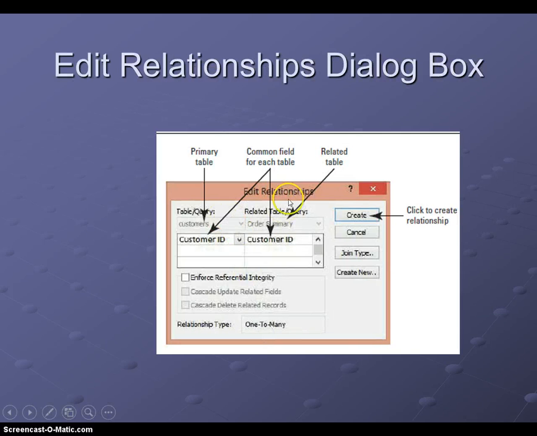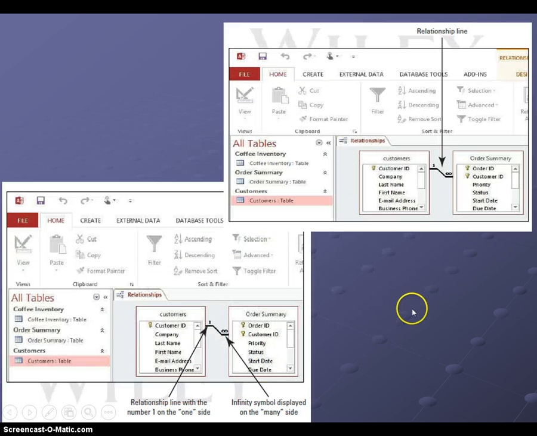This is an example. This is your Edit Relationships dialog box. You have your customer ID. This is your primary table. You just click on the drop down and select it, and once we've dragged and joined, it tells us what our related table is. If you want to enforce referential integrity, you click right here. You can see that this is going to be a one-to-many relationship, and you would just click create.